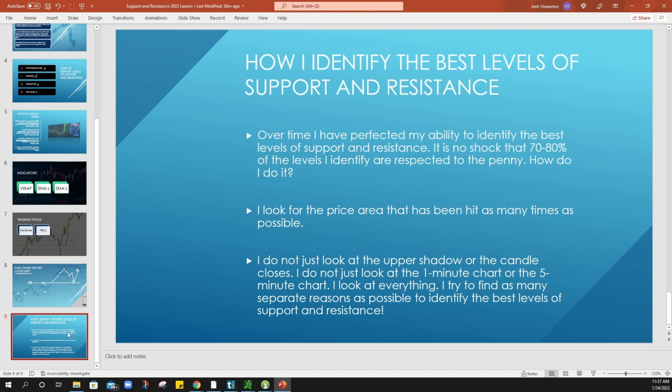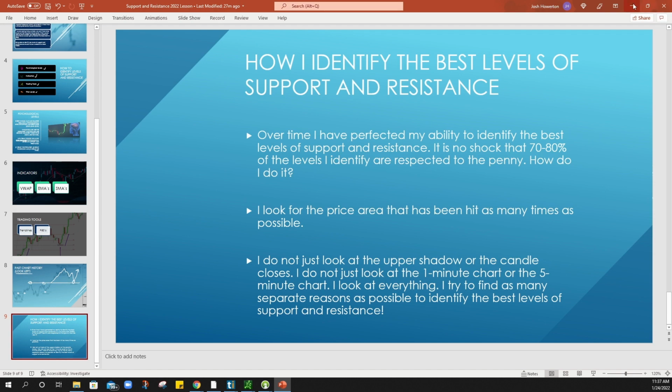I look at every time frame. I look at every reason: psychological, indicators, trading tools, past chart history, and I try and find the price area, right, that has been hit as many times as possible. Not just the upper shadow, not just the candle, but everything.